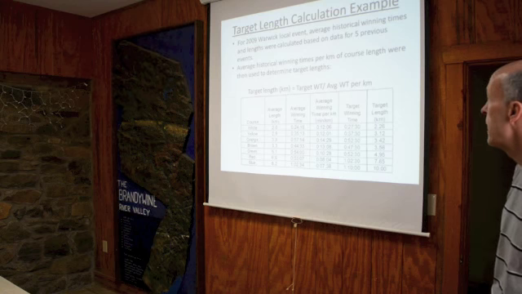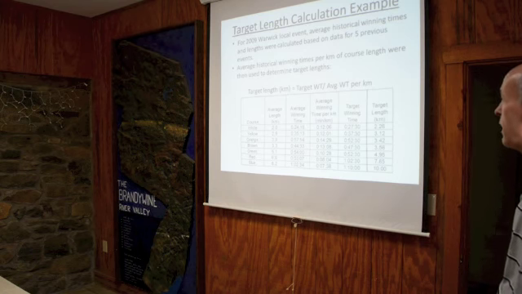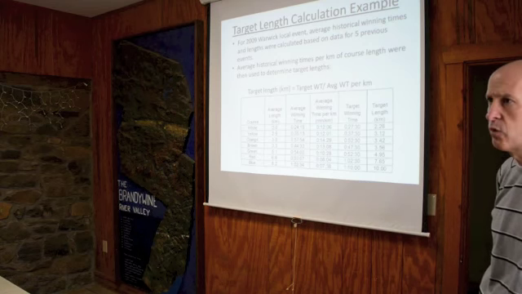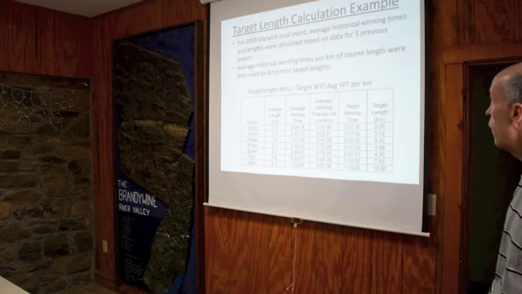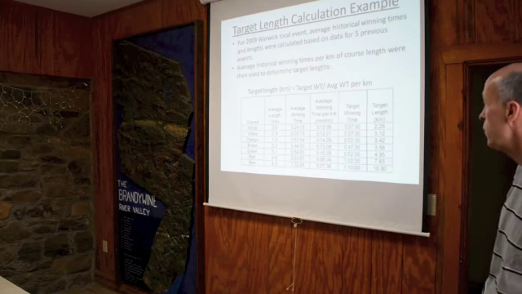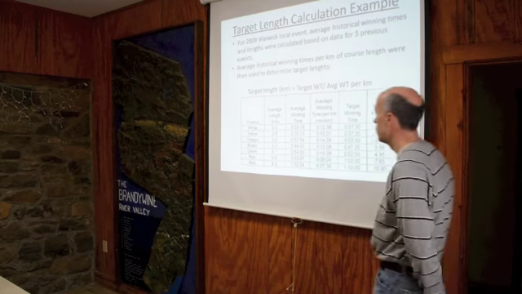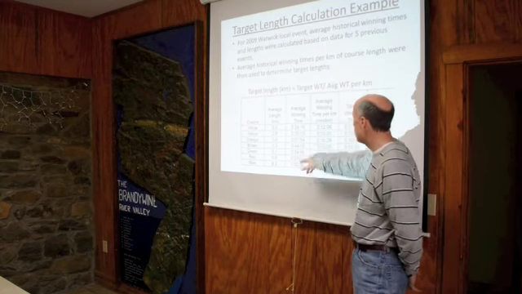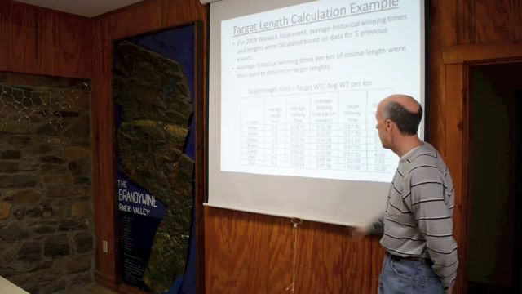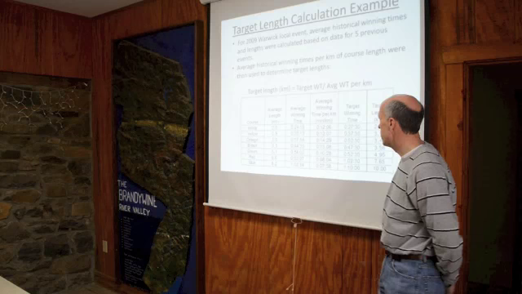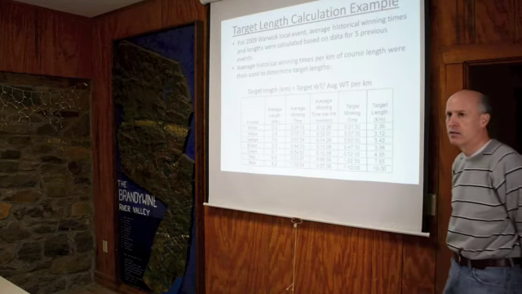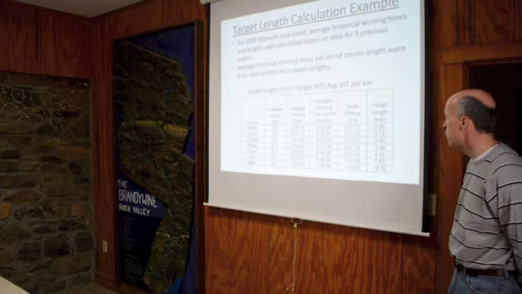Okay, so this is an example of how I typically calculate target lengths. This was for an event I was doing at Warwick several years back, and I looked at the 5 previous events at Warwick and calculated for each course what the average length for those events was and the average winning time. Then you just divide the time by the length in kilometers to get minutes per kilometer. So that's your winning pace for each course.